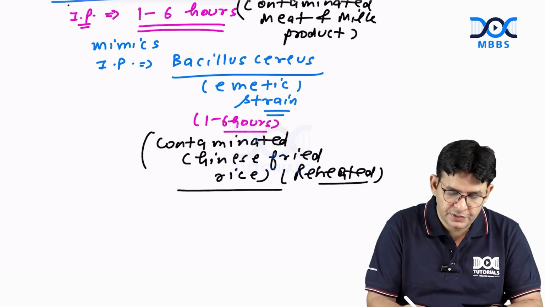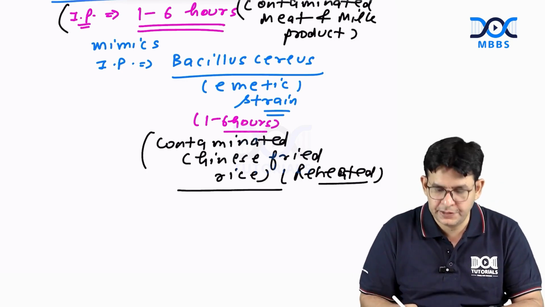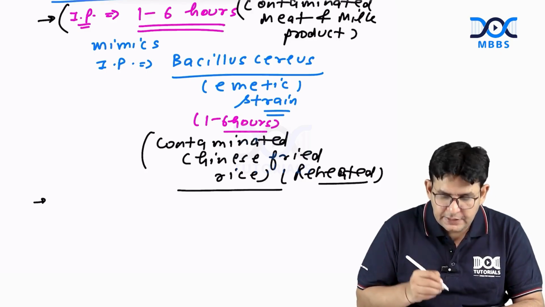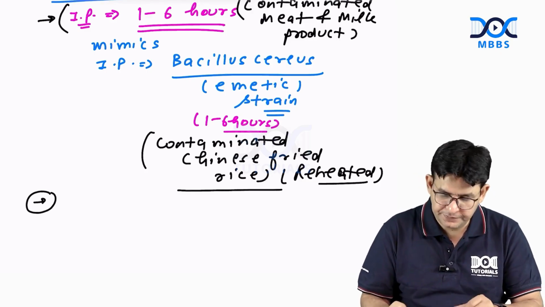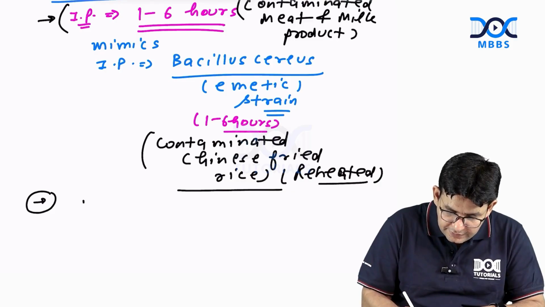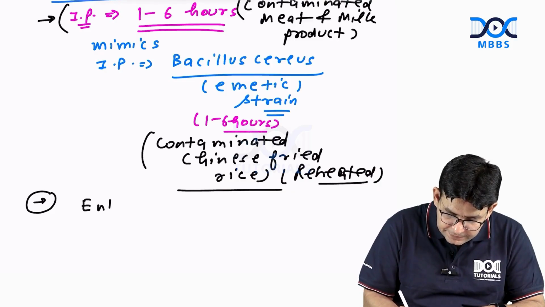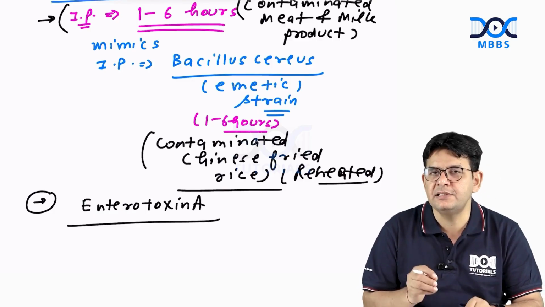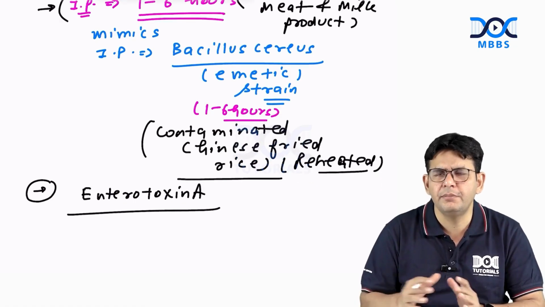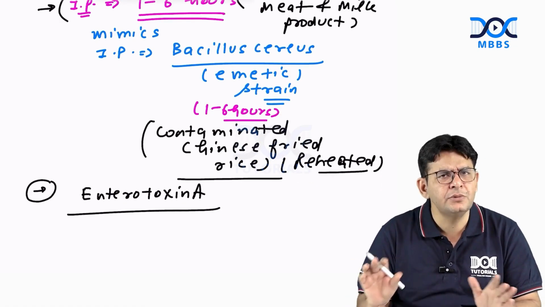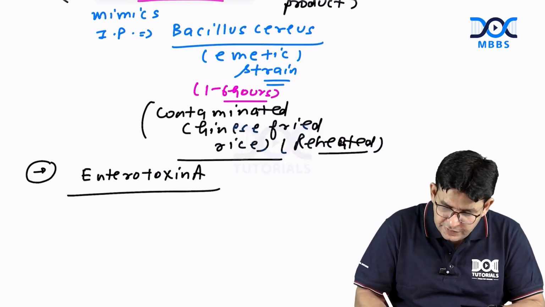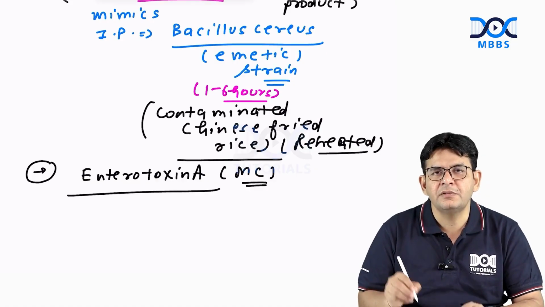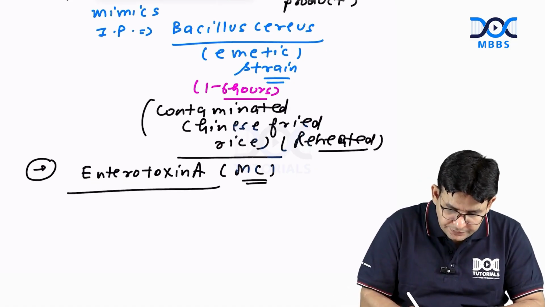First of all, this is regarding the incubation period. After this, the second most important thing is which enterotoxin is there. The answer is enterotoxin A. As such, they are from A to I, a number of them are there. Remember the most important one, enterotoxin A, which is the most common. You need not remember everything.